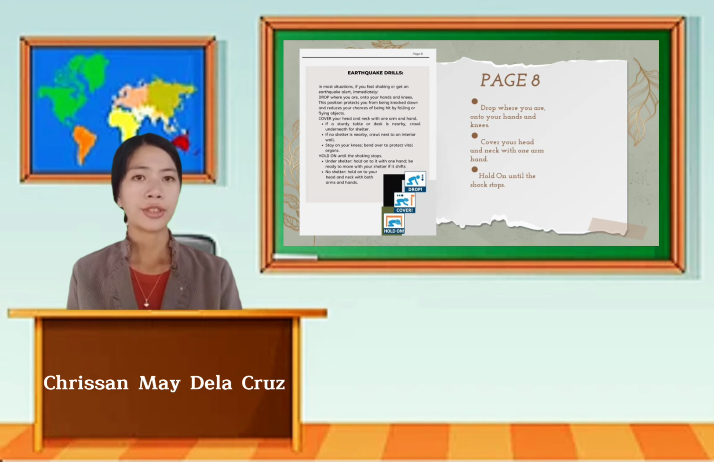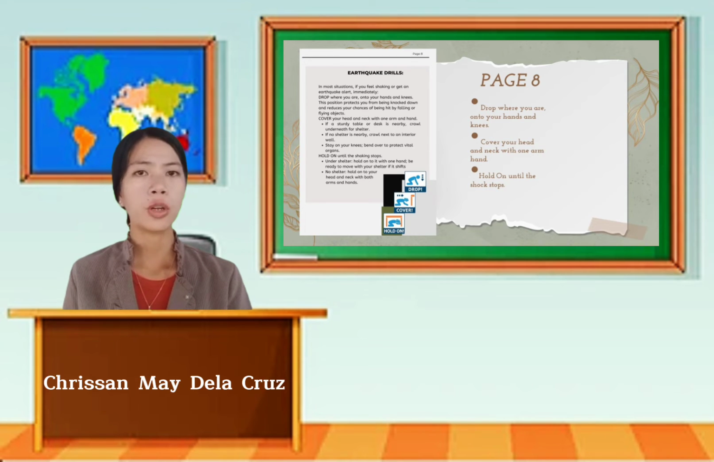Second is cover your head and neck with one arm and hand. If there is no shelter nearby, get down near an interior wall or next to low-lying furniture that won't fall on you, and cover your head and neck with your arms and hands. Last is hold on until the shaking stops. Be prepared to move with your shelter if the shaking shifts it around.